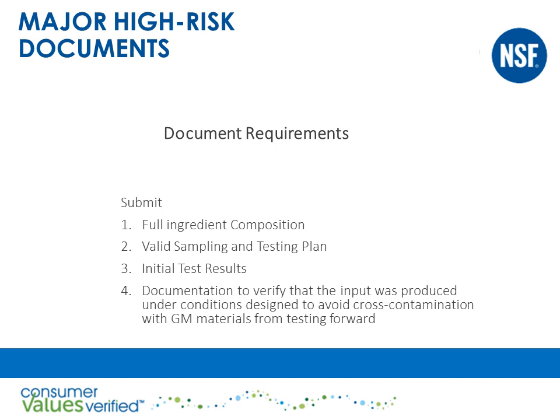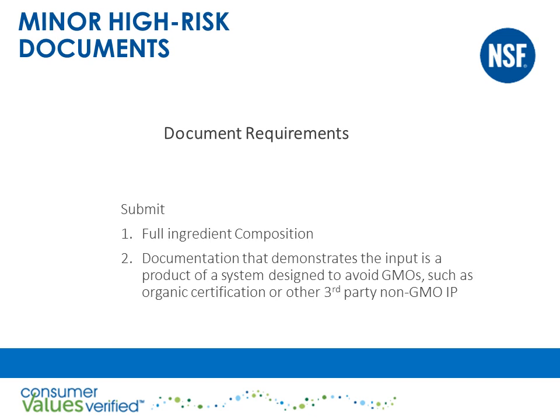For animal products, high-risk feed materials that are greater than 5% of the feed ration must be tested. And from testing forward, documentation must be submitted to confirm the identity preservation of the tested materials through manufacturing. Compliance for inputs less than 5% or minor inputs may be based on affidavits from suppliers with documentation that confirms the high-risk input was produced from a system designed to avoid GMOs.